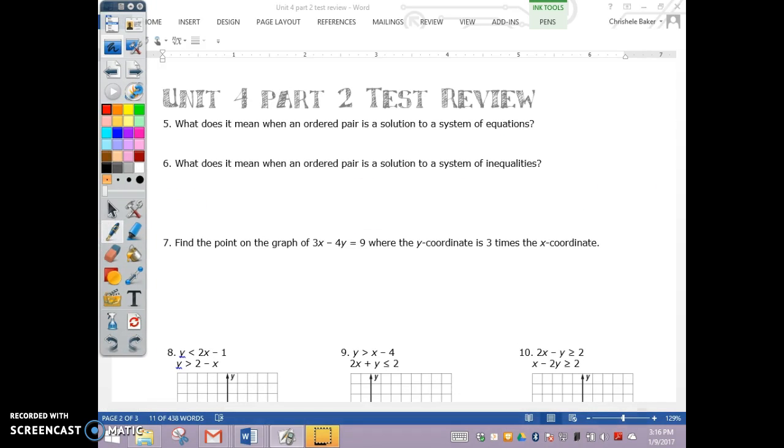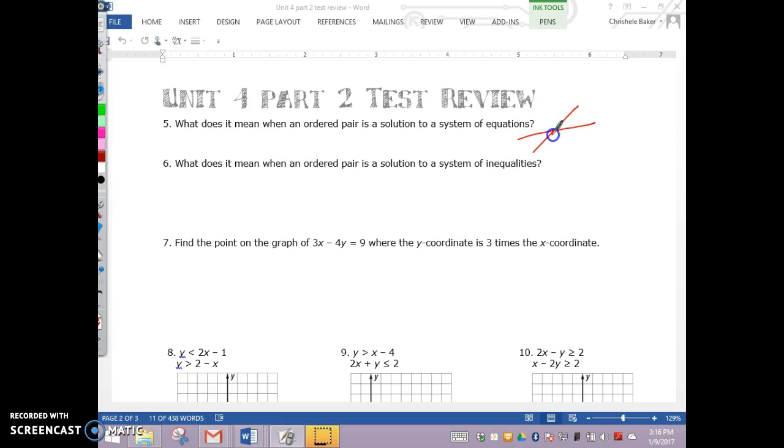All right. Very important. When an ordered pair is a solution to a system, it's where the lines cross. There's one ordered pair that's your answer. They might be parallel and not have a solution, or they might be right on top of each other and have infinite solutions. But if there's an ordered pair, it's where the lines cross.